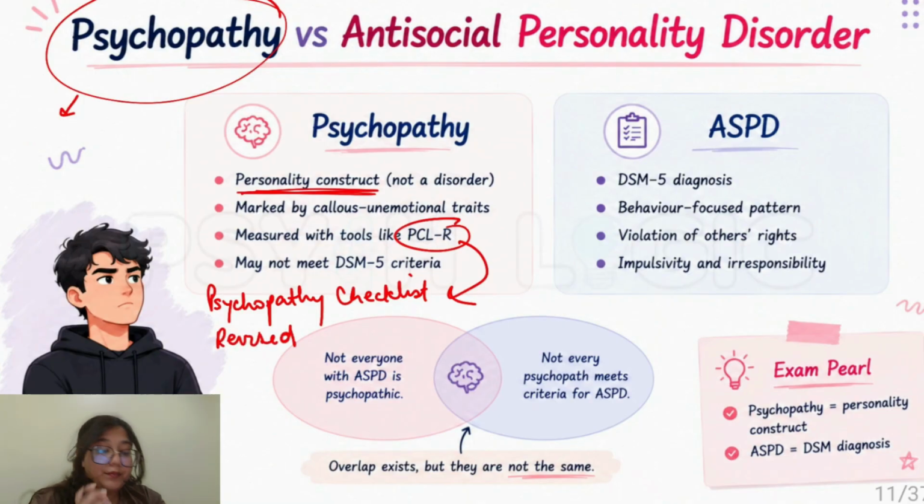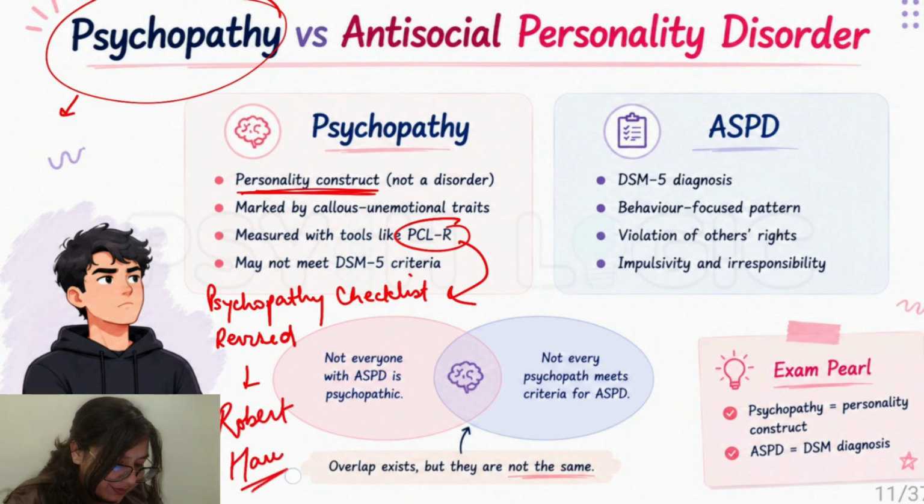Okay, PCLR. It was given by Robert Hare. It has come in questions a lot of times, so it is something that you can remember. Now, not every person who has antisocial personality disorder is a psychopath, but most psychopaths do meet the criteria of antisocial personality. Think of it like squares and rectangles. A square is also a rectangle, but not all rectangles are squares. So many psychopaths have ASPD, but not everyone who has ASPD is a psychopath.